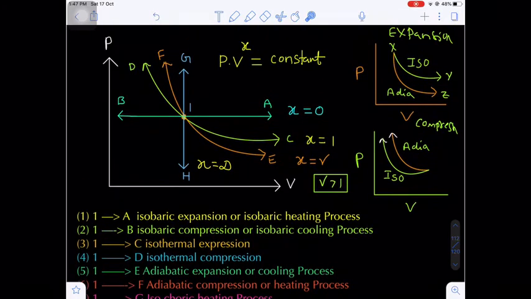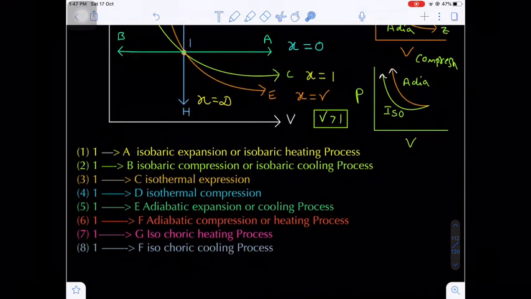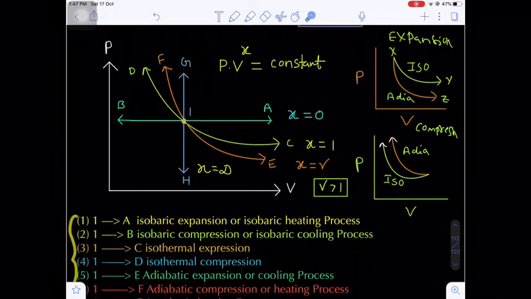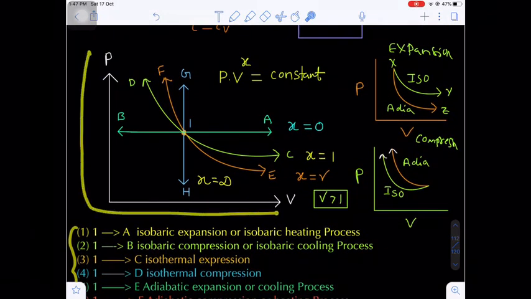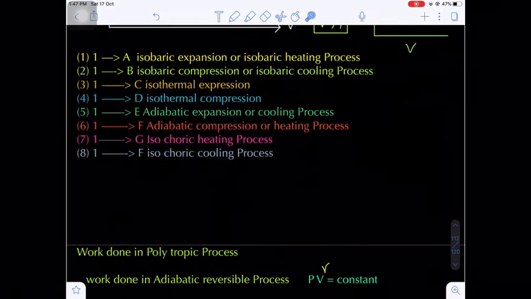So there are a total of 4 processes. Again in each process there are 2 processes, expansion as well as compression. So 4 into 2, total 8 processes. Here we have all these processes diagrammatically represented in the PV diagram. Are you getting my point?